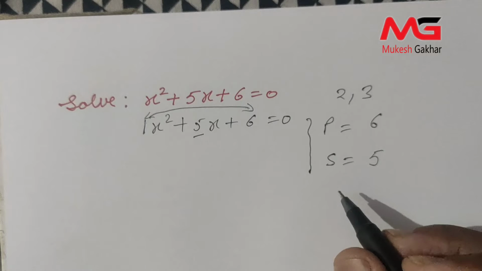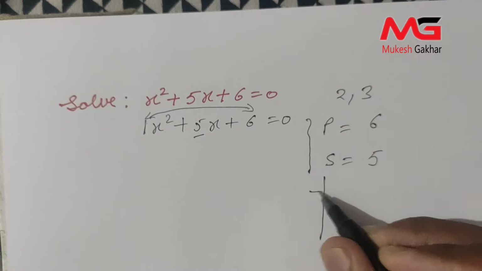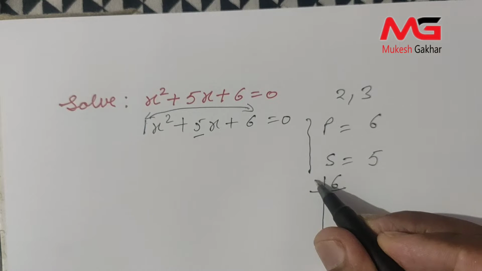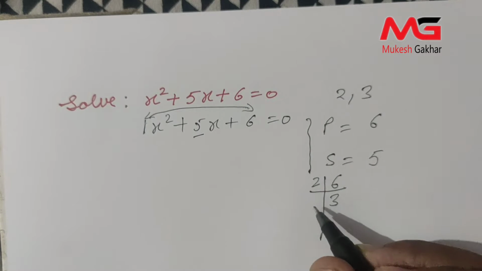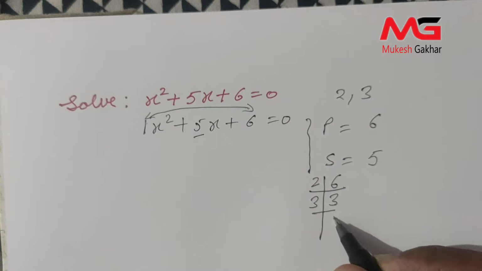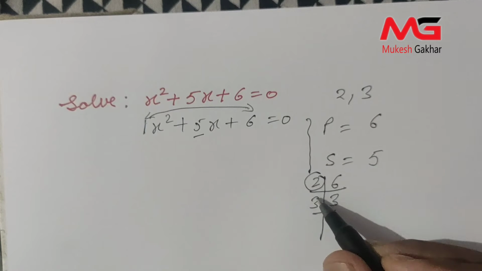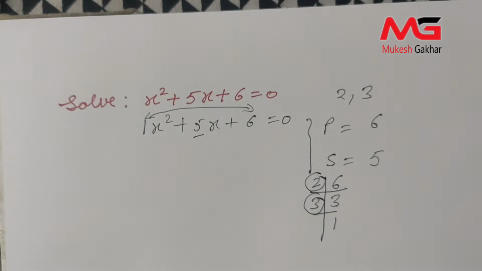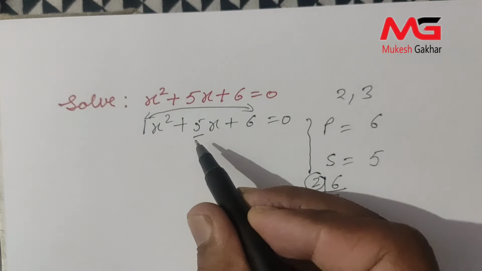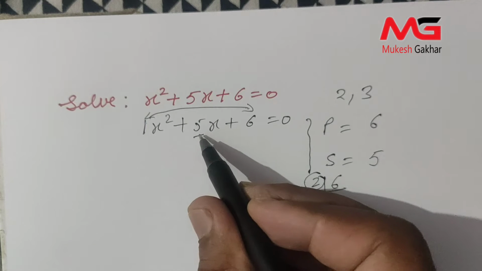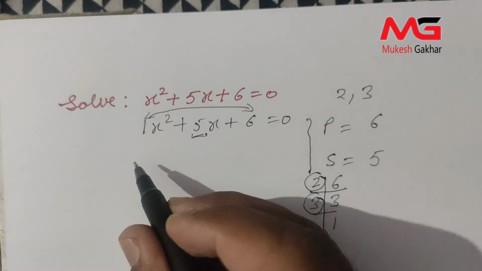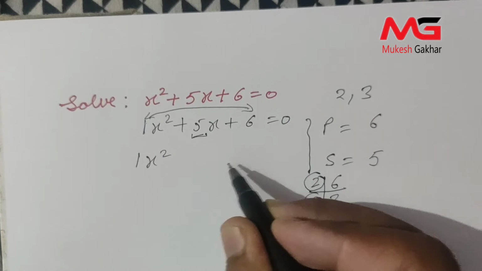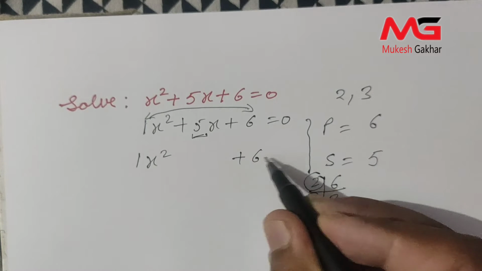or you can find them by factorization like this. Factors of 6 are: divide by 2 will be 3, because 2 threes are 6, and after that 3 ones are 3. You can write 2 multiply 3 is 6. So we will split the middle term, or we can say the coefficient of x, 5, in two parts like this. 1x square, and the third one is plus 6 is equal to 0.